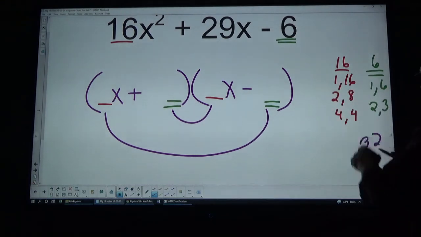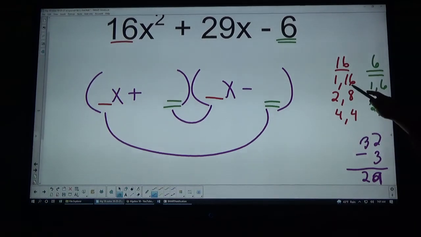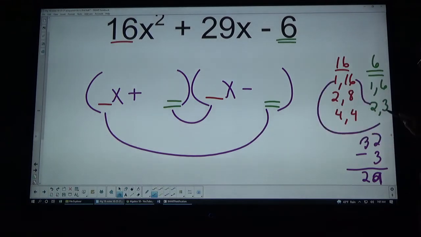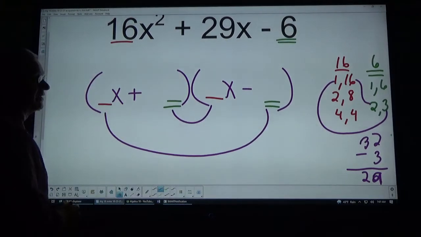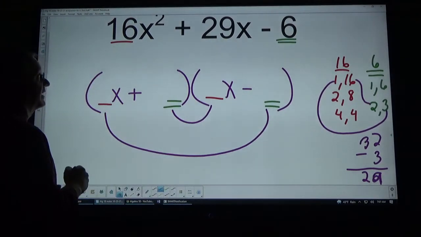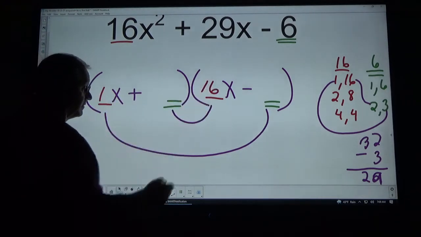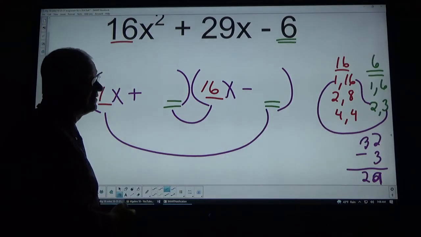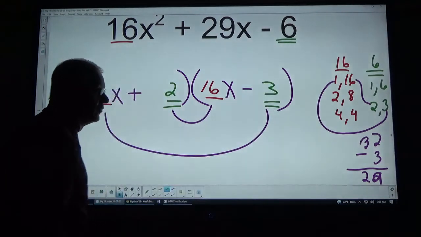32 and 3. Those differ by 29. And that is just what I wanted. So we had connected the 16 and the 2, the 1 with the 3. So I'm going to go ahead up here and put in the 1 and 16 for x. I think I want the 1 here and 16 here. And then I want the 2 connected with the 16 and the 3 with the 1.